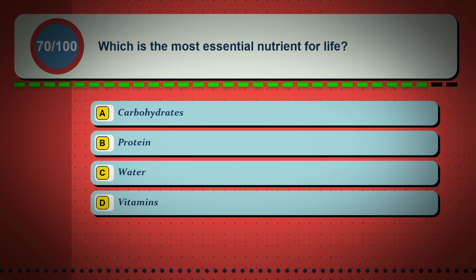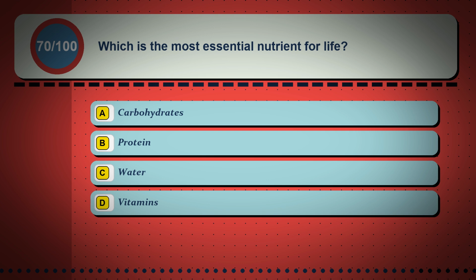Question 70. Which is the most essential nutrient for life? Option A, carbohydrates. Option B, protein. Option C, water. Option D, vitamins.